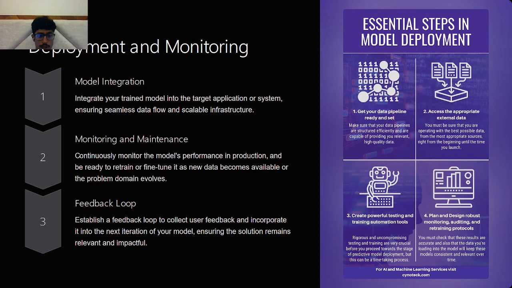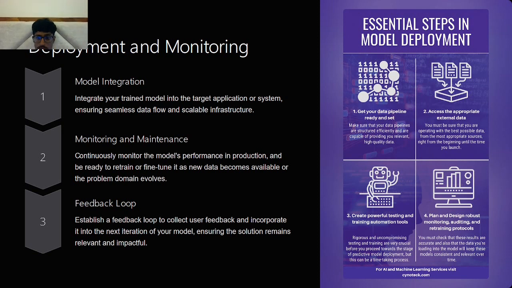So now let's talk about the deployment and monitoring. Model integration: integrate your trained model into the target application or system, ensuring seamless data flow and scalable infrastructure. Monitoring and maintenance: continuously monitor the model's performance in production and be ready to retrain or fine-tune as new data becomes available or the problem domain evolves. Feedback loop: establish a feedback loop to collect user feedback and incorporate it into the next iteration of your model, ensuring the solution remains relevant and impactful.